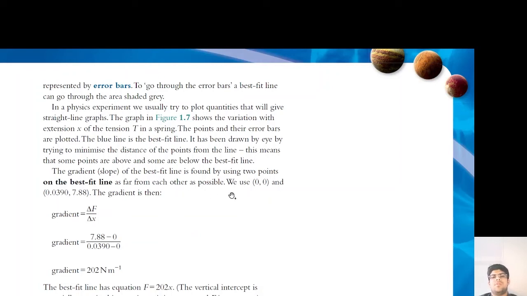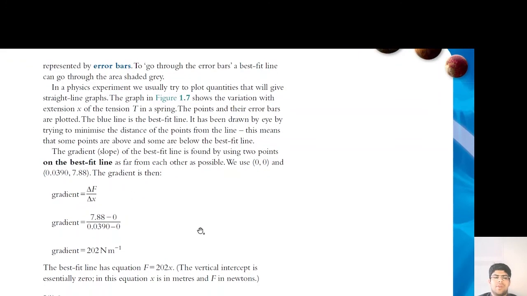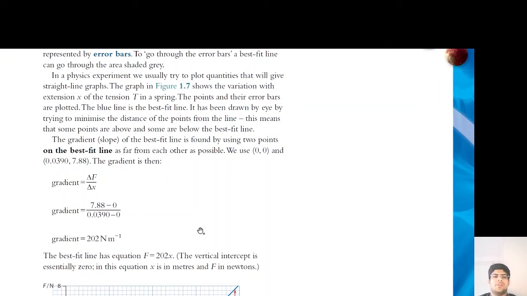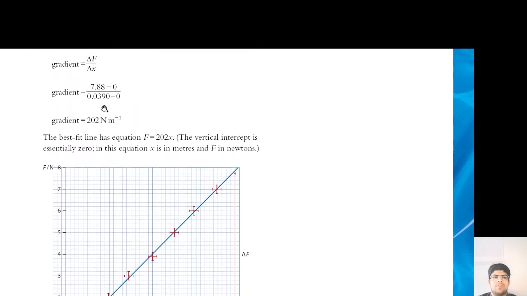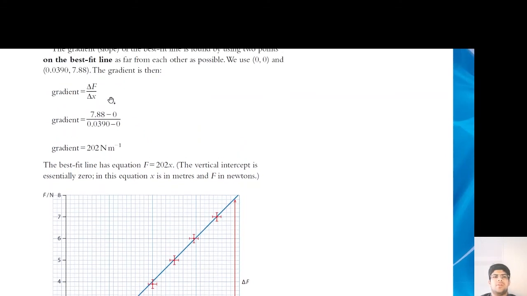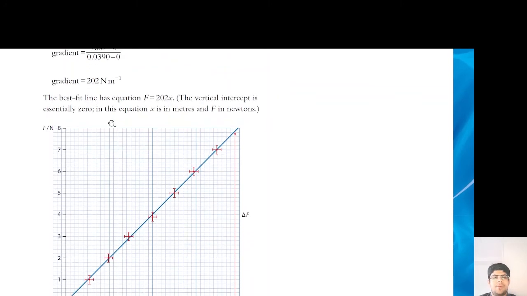We use (0, 0) and the point (0.0390, 7.88), and the gradient is then delta F over delta x: 7.88 minus 0 over 0.0390 minus 0. So the gradient would be 202 newtons per meter. The best fit line has the equation F equals 202x.